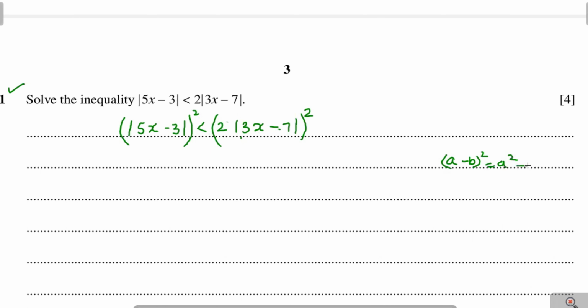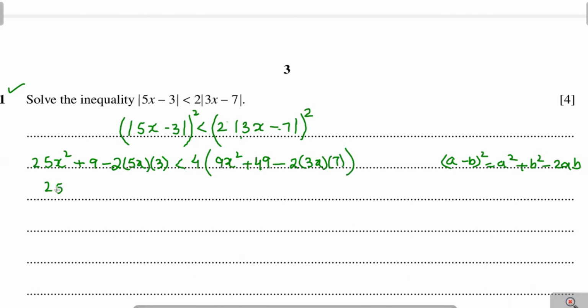That's equal to a squared plus b squared minus 2ab. Now (5x - 3) squared becomes 25x squared plus 3 squared, which is 9, minus 2 times 5x times 3x, less than 4 times the square of (3x - 7). The square of 3x becomes 9x squared, plus 7 squared becomes 49, minus 2 times 3x times 7. You see here, that becomes 25x squared plus 9 minus 30x, less than 4 times 9, which is 36.